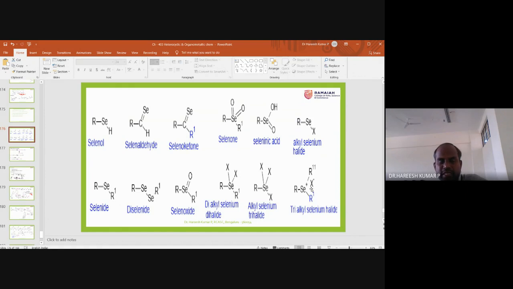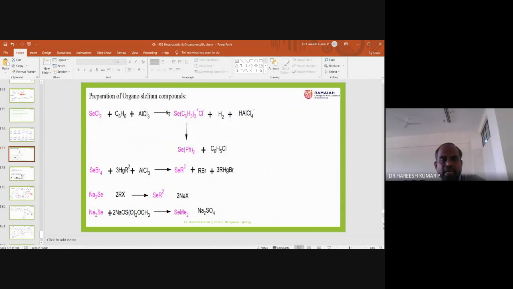The next slide will give you information about the preparation of organoselenium compounds. Look here at the preparation of organoselenium compounds. SeCl2 means selenium dichloride. When selenium dichloride is treated with benzene in the presence of aluminum chloride, it gives an intermediate compound, which is in turn converted into diphenyl selenide, with the liberation of benzyl chloride.